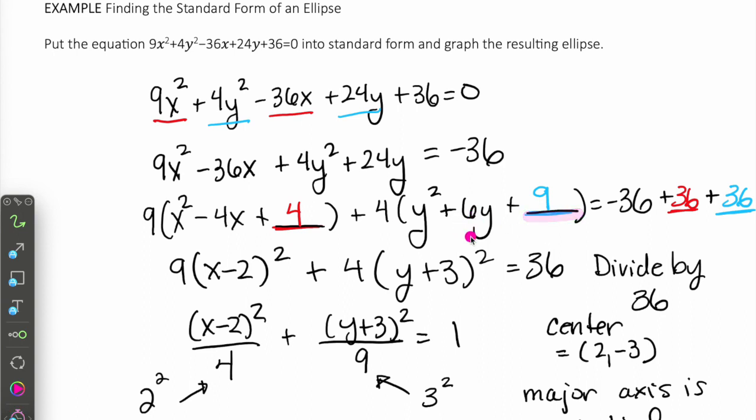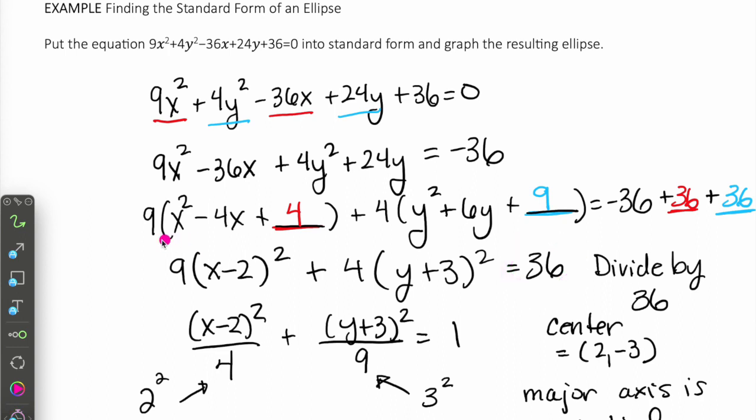I took half of 6 and squared it. That gave me 9. But because of this 4 out here, I didn't just add in a 9. I added in a 4 times a 9. So I have to add in a 36 over here. Now that's just coincidence that these came out the same. That doesn't always happen. So when I clean up this side here, I get a positive 36.